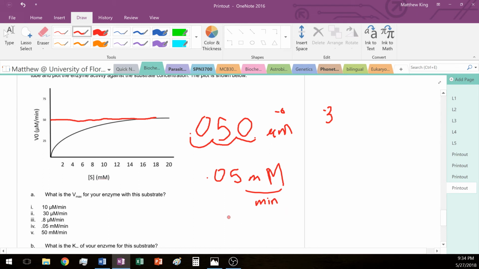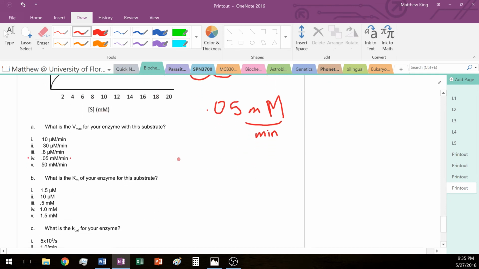All right, and you just have to be careful. He might give you seconds on the exam. He might give you minutes on the exam. In this case, all of our units are in minutes, so we can keep our observation of minutes right here. If you had to convert from minutes to seconds, there's 60 seconds in a minute, so you can do slight dimensional analysis for that. But as we can see, the answer is 0.05 millimolars per minute, and that's going to be answer choice number 4 right here. So that is our answer right there.